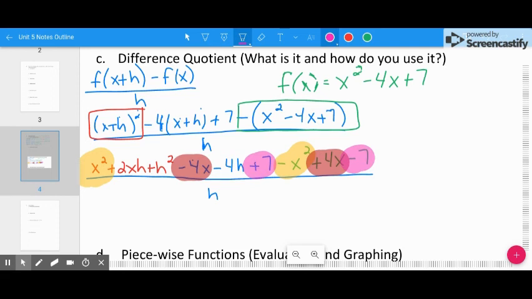If you look at what I haven't highlighted, we have 2xh plus h squared minus 4h. And all of those terms have an h in it, so I could factor that out, and I'm simply left with 2x plus h minus 4. And that's it.